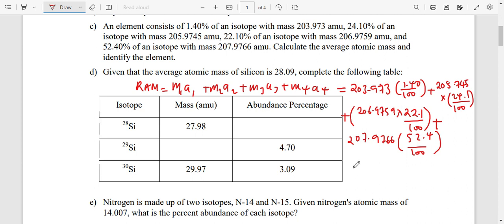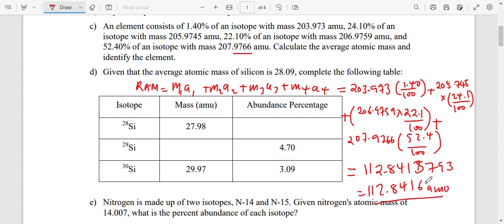So this is giving me a relative atomic mass of 112.8415793. As we are able to see, the masses are given to four decimal places, so we can as well leave it as 112.8416 atomic mass units. So this is going to be it. We are good.